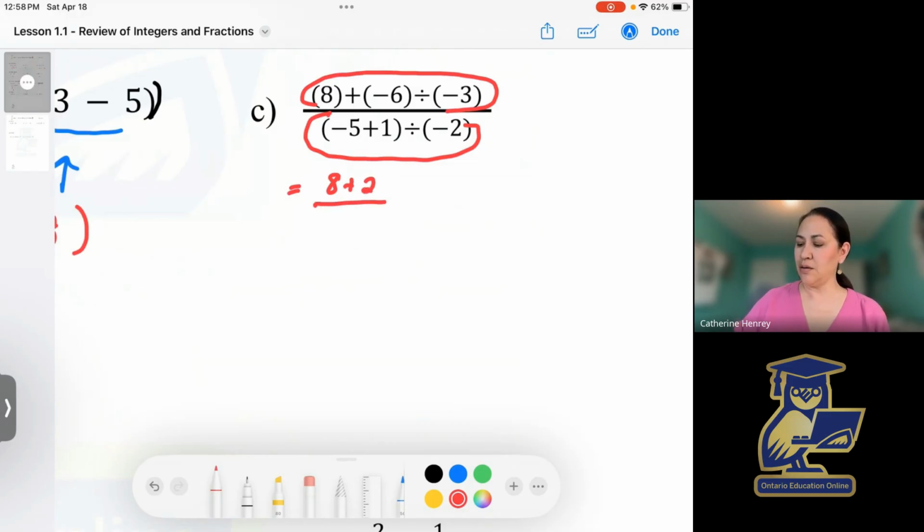In the denominator, I have -5 plus 1. That's a bracket. Has to be done first. And I'll have -4. And then I have to divide it by -2.